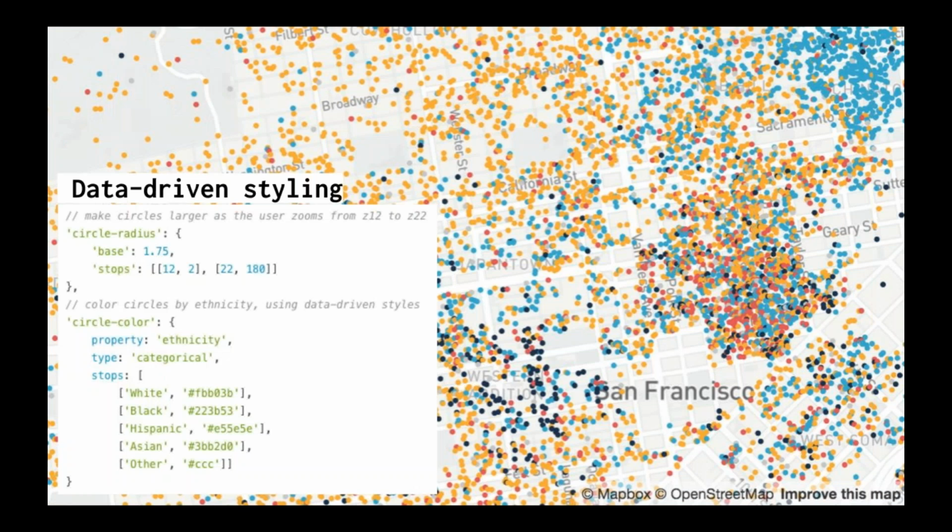And then lastly, recently introduced data-driven styling. So as you load information onto the map, you can style it according to the properties that these geographic features have. So this is showing ethnicity in San Francisco and styling based on the properties that each point has and giving it a color.